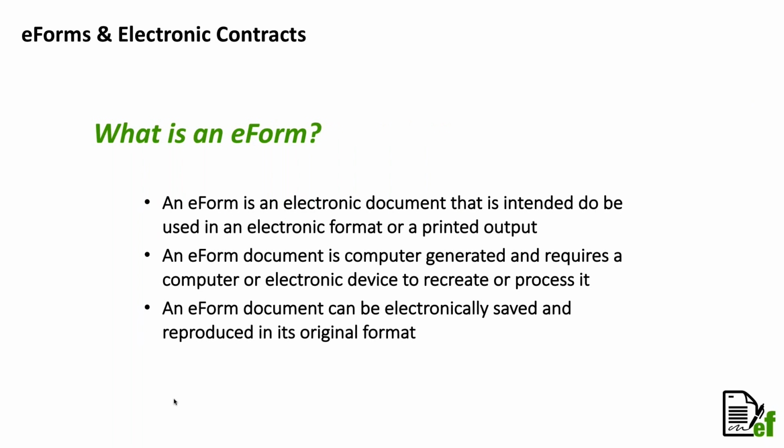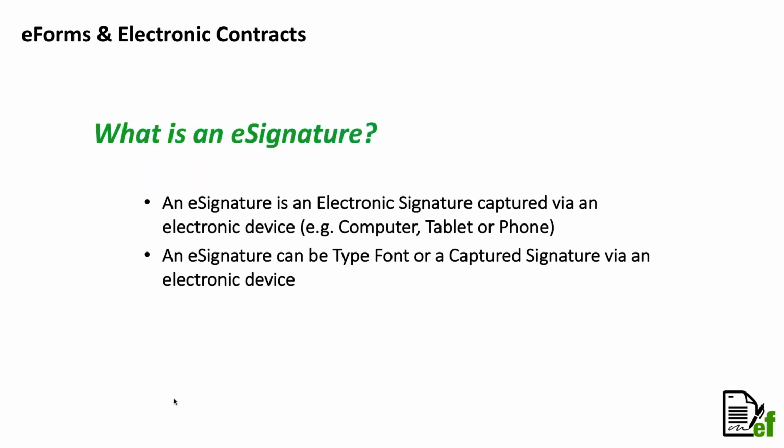An eForm is an electronic document that is intended to be used in an electronic format or in a printed output. A document can be generated, requires a computer or electronic device to recreate it or process it. This is what I'm talking about is the actual definition of an eForm. And an eForm document can also be electronically saved and reproduced in its original format. Now, with an eForm comes an e-signature.